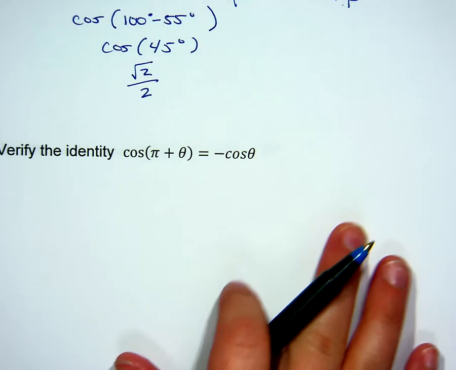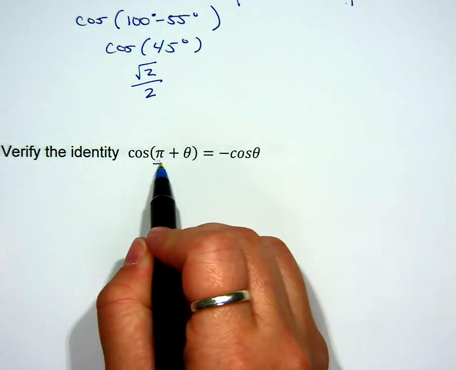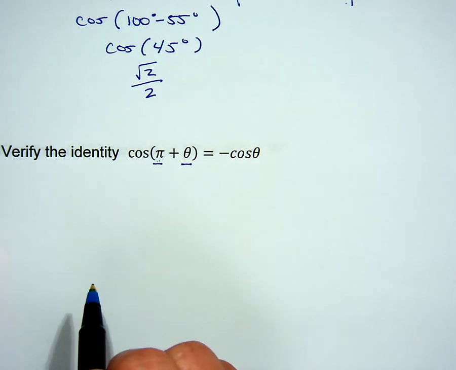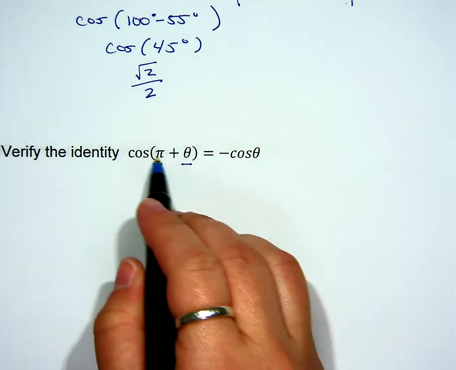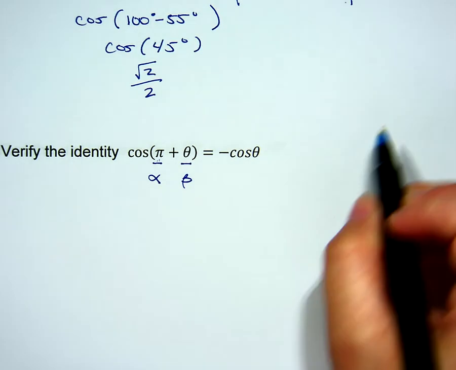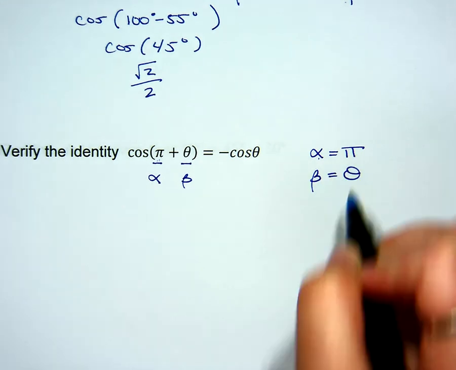This one says verify that cosine of pi plus theta is equal to negative cosine theta. I've got two angles here. Let's let one be alpha and one be beta. That means I'm going to let alpha be pi and I'm going to let beta be theta.